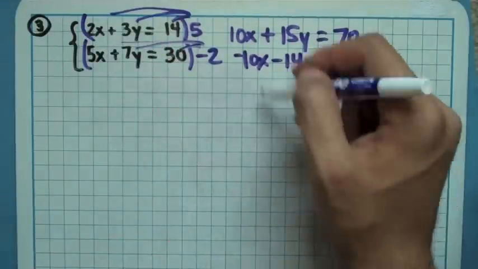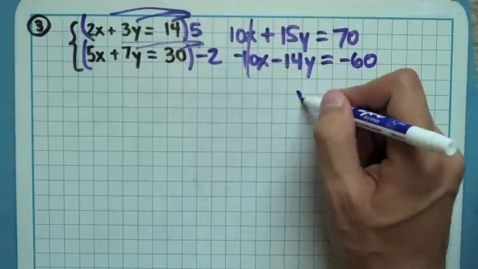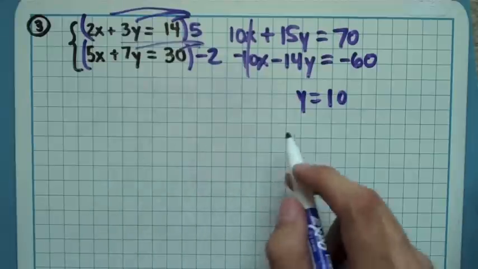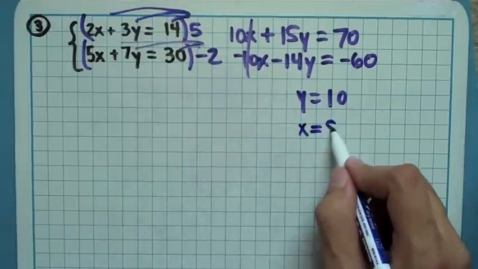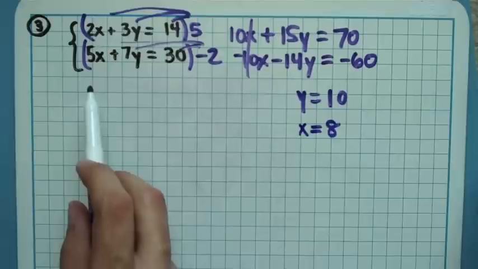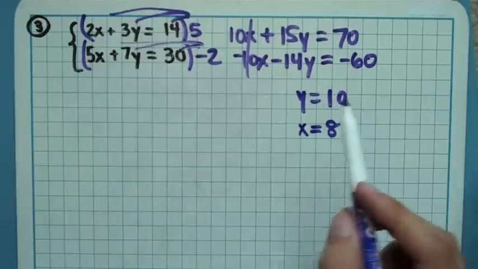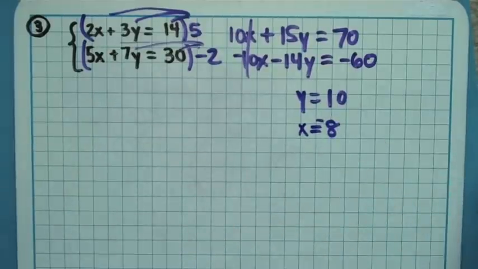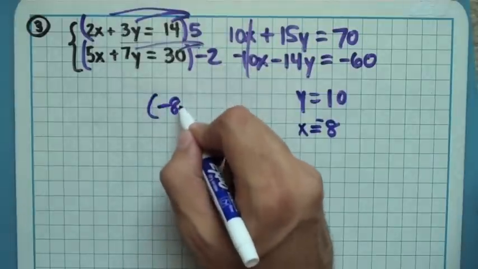And now we add just like normal. These will cancel. We get y equals 10. And if we plug that back in, I'm pretty sure we get x equals 8 without actually showing the steps there. Let's see. That's going to be a -8, sorry. So we get x equals -8 just by plugging it into the equation. So my answer is (-8, 10).